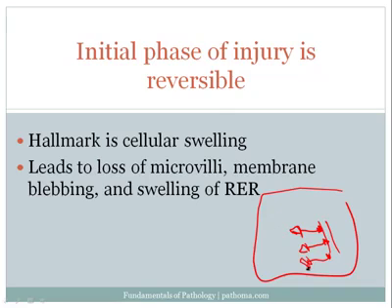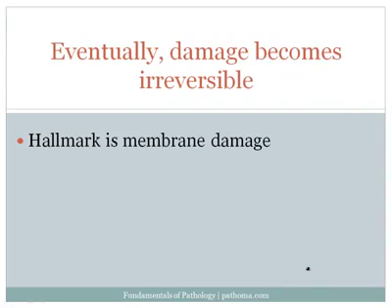So again, I don't like to memorize long lists of things. I think if you understand the principle, then you can really put together the story. And that's the way I would put together the story here. The key hallmark of reversible injury is cellular swelling. That's the take home. Now, eventually, if there's injury and that injury persists for a long period of time, that damage will eventually become irreversible.